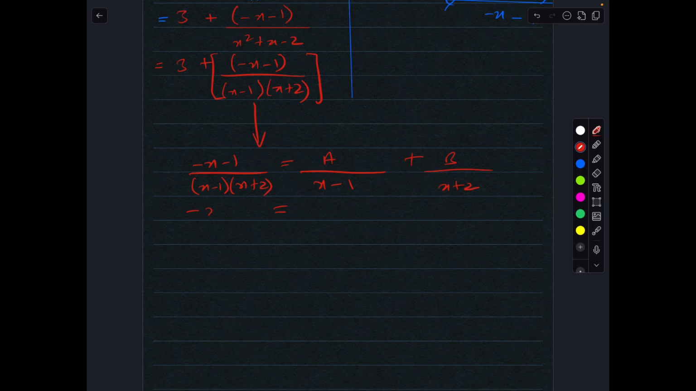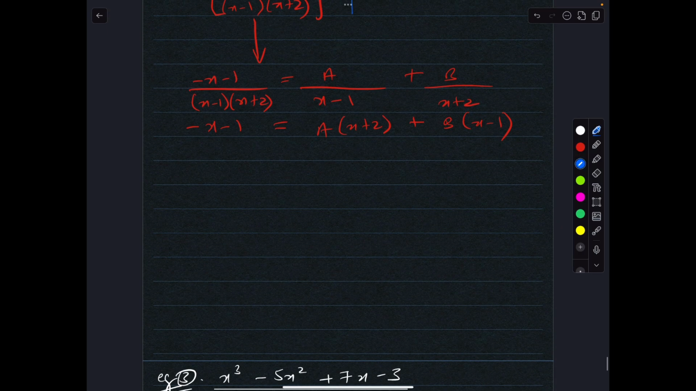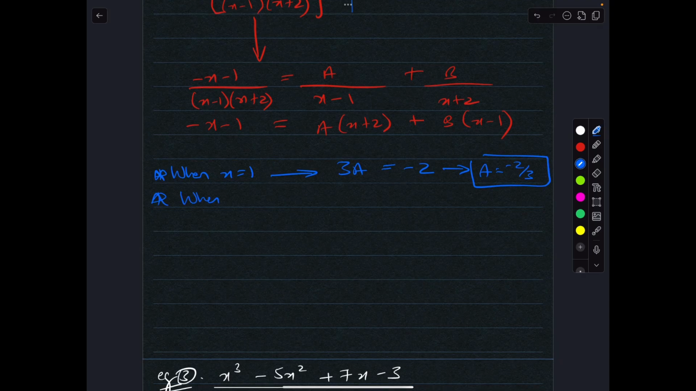So I'll cross multiply and cancel off the denominators from both sides at the same time, and this is what I am left with. So now I'll use the cover up method, the easier of the two methods. When x is equal to 1, I'll have 0b, and a turns out to be minus 2 over 3. So when x is equal to minus 2, I'll have 0 and a cancels off, and b turns out to be minus 1 over 3.